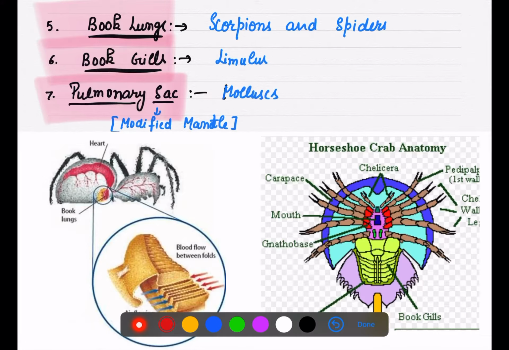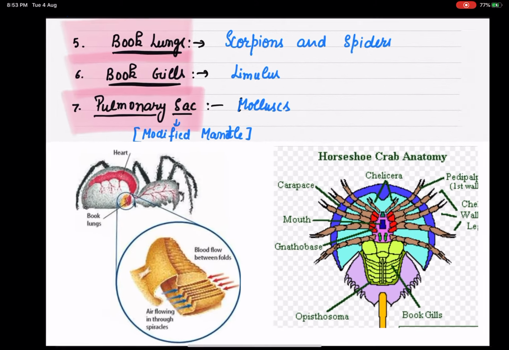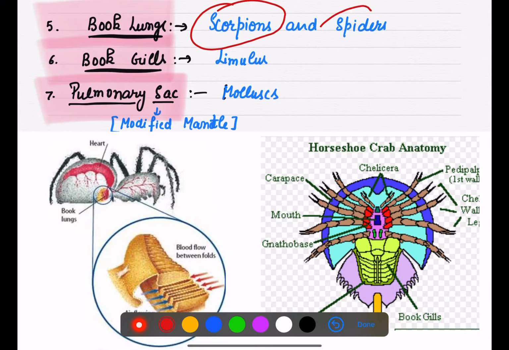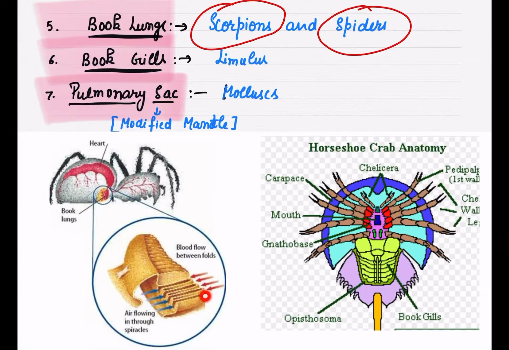Then there are a few others besides the lungs. There are book lungs also. Book lungs are the speciality of scorpions and spiders. As you can see here, this is the spider, and in spiders book lungs are observed. Air flows in through the folds. Between the folds there is blood, and the blood carries oxygen as well as CO2.